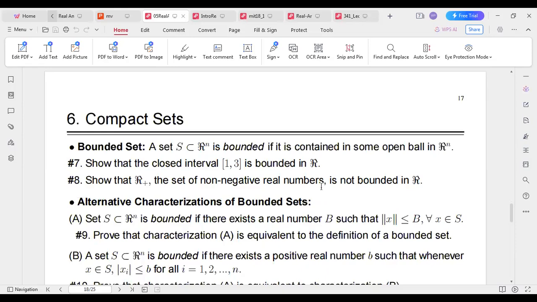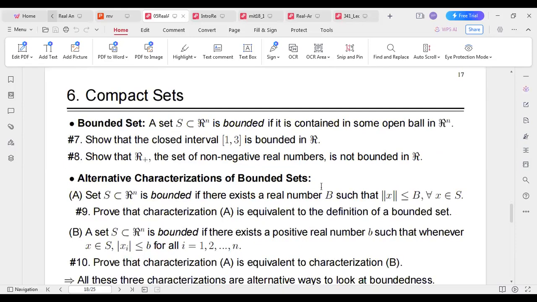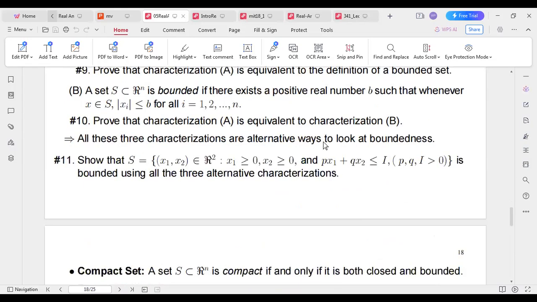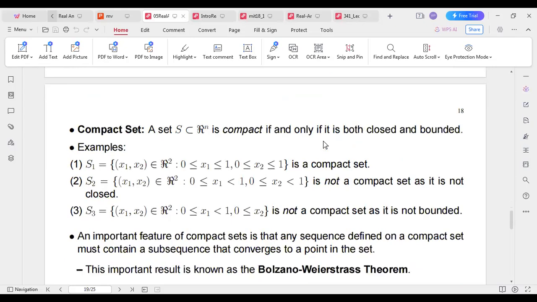Now, what is a compact set? First of all, what is a bounded set? A set S, a subset of Rn, is bounded if it is contained in some open ball in Rn. Now a compact set: a set S, a subset of Rn, is compact if and only if it is both closed and bounded. For example, numbers 1, 2, 3 are examples of compact sets. The first one is a compact set, but the second one is not.